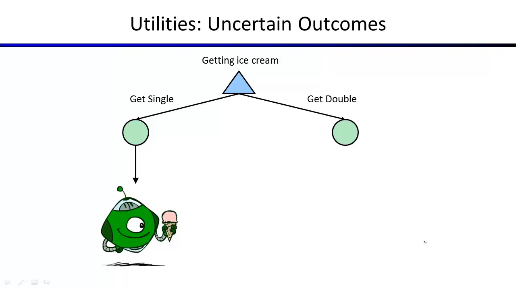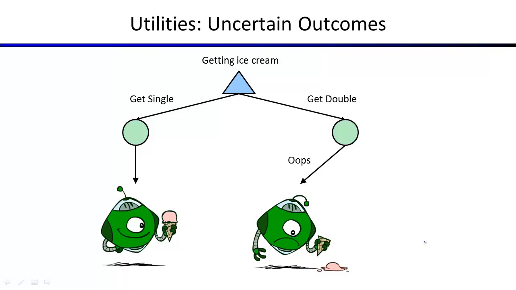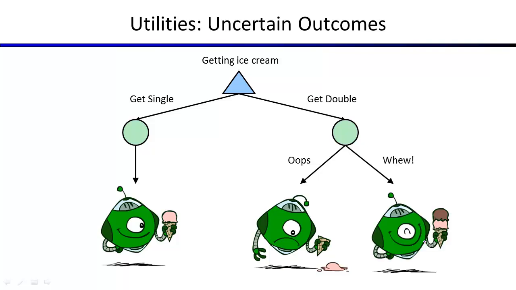Okay, now if I'm going to compare using Expectimax this to getting double, well, I need to know what happens if I get double. But maybe there's two outcomes to getting a double. Maybe there's some chance you drop it, right? You got greedy, you piled the ice cream too high, now you're a sad robot, right? So what happens if it works? Well, now you're actually maximally happy here, right? You have your two scoops and you're a happy robot.